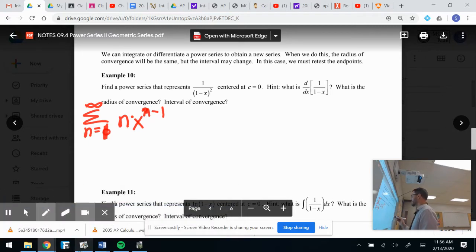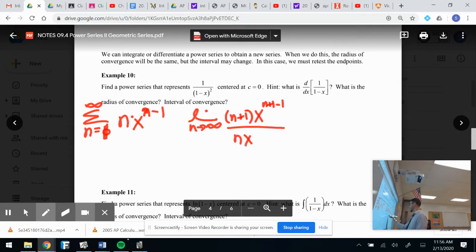So let's go ahead and do the ratio test, because it's asking me to find the radius and the interval of convergence. So we go ahead and do that, and we have (n plus 1) x to the (n plus 1 minus 1), all over n x to the n minus 1. I just have to divide these. I can skip that step. So if I simplify here a little bit, we go to the limit as n approaches infinity.